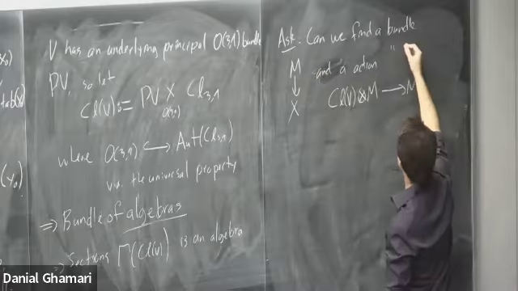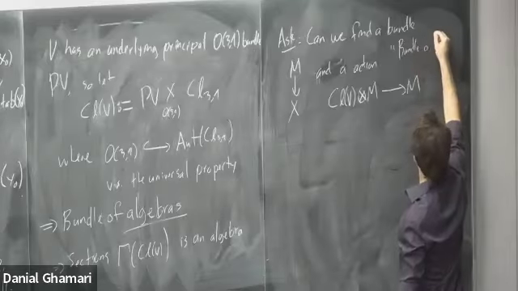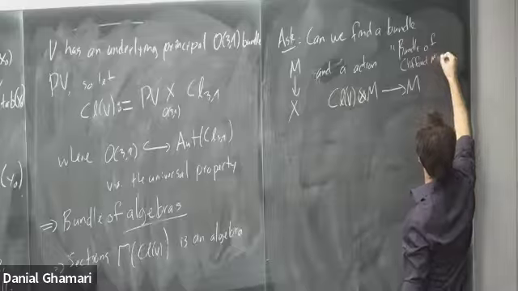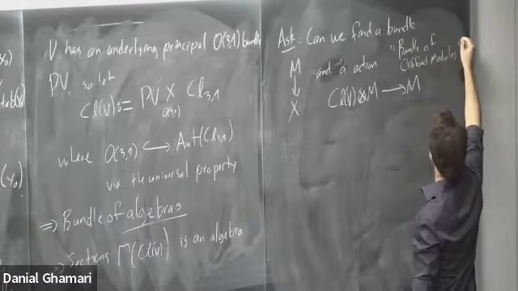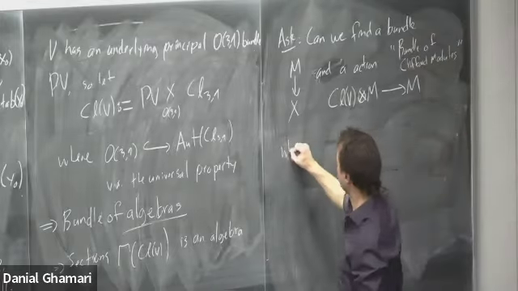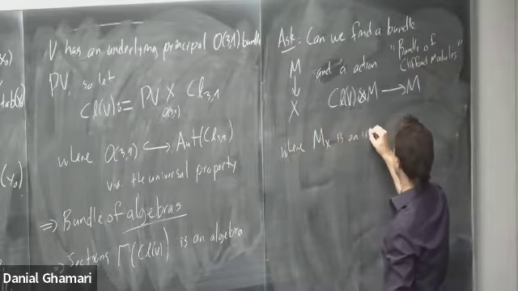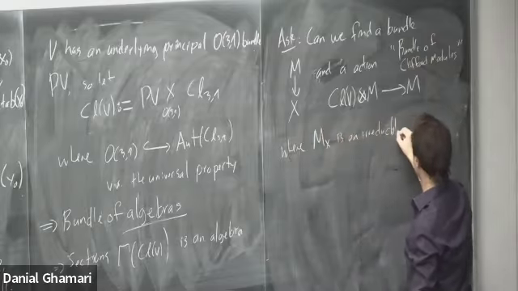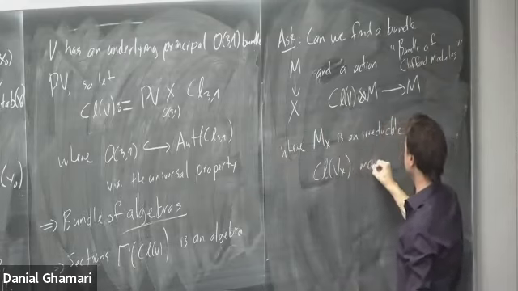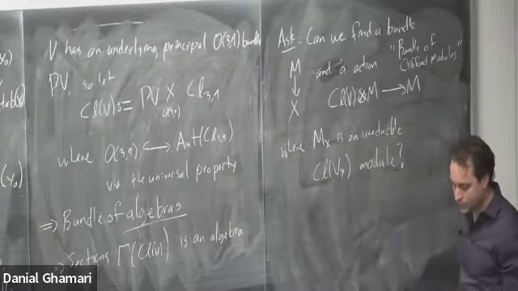So we would call this what? Bundle of Clifford modules, or I think this is actually the spinor one. Anyway, can we find such a bundle where M_x is an irreducible Clifford module at each point x? So this is an interesting question.